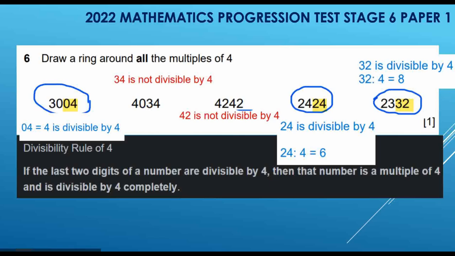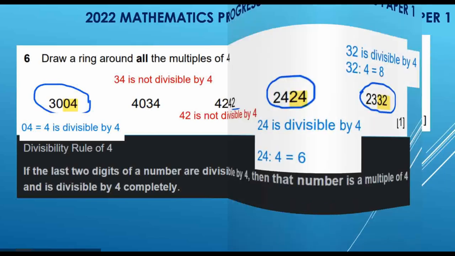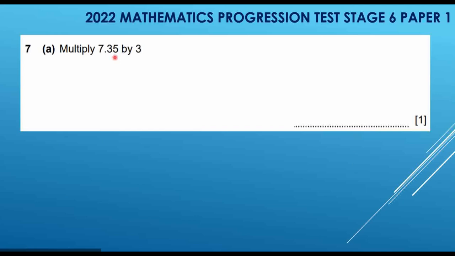Let's continue. Question 7. Multiply 7.35 by 3. You have 10 seconds. Let's reveal the answer. It's 22.05. Let's see the explanation.